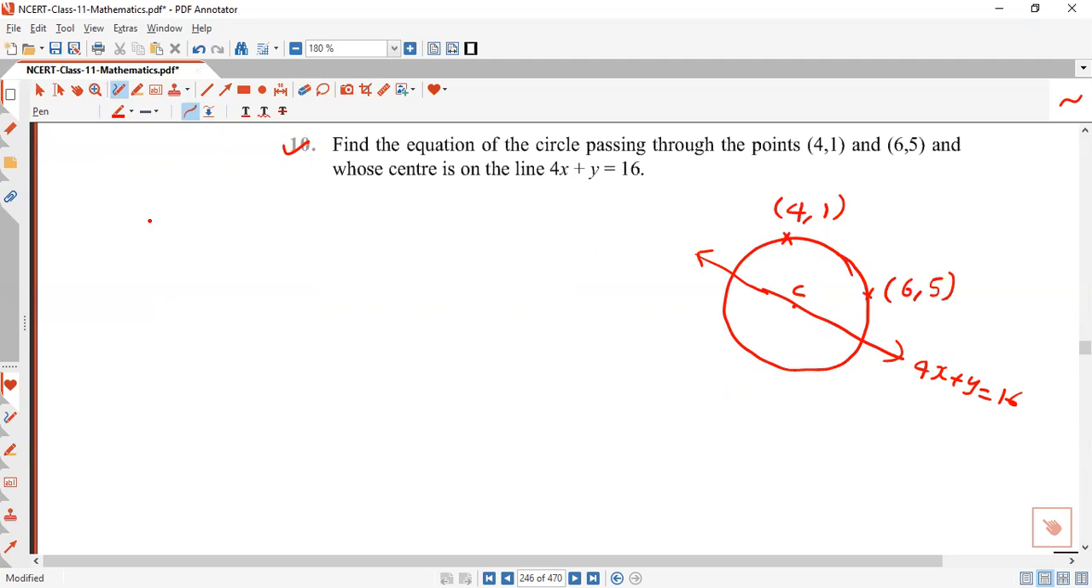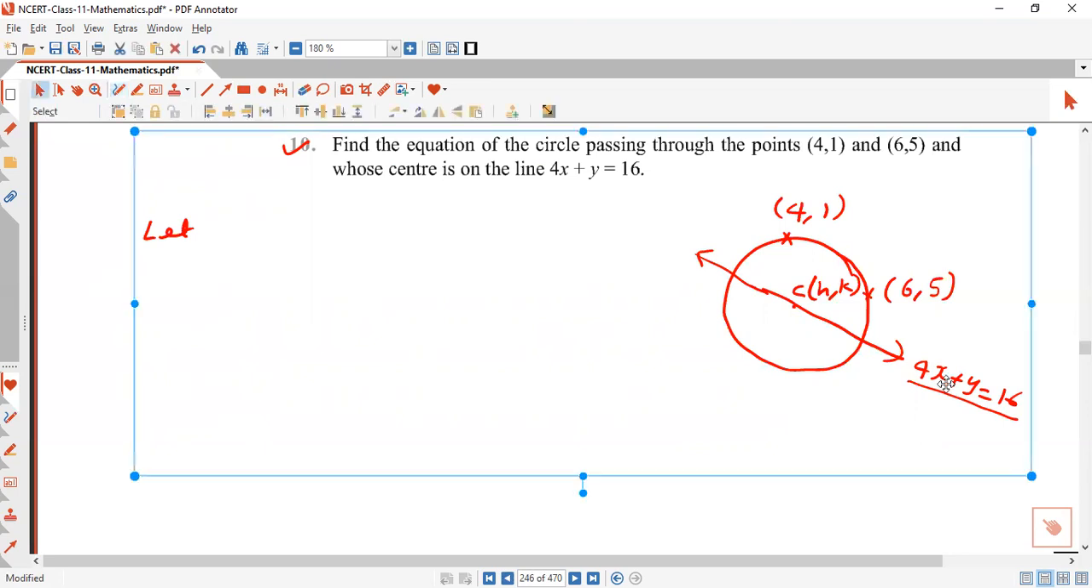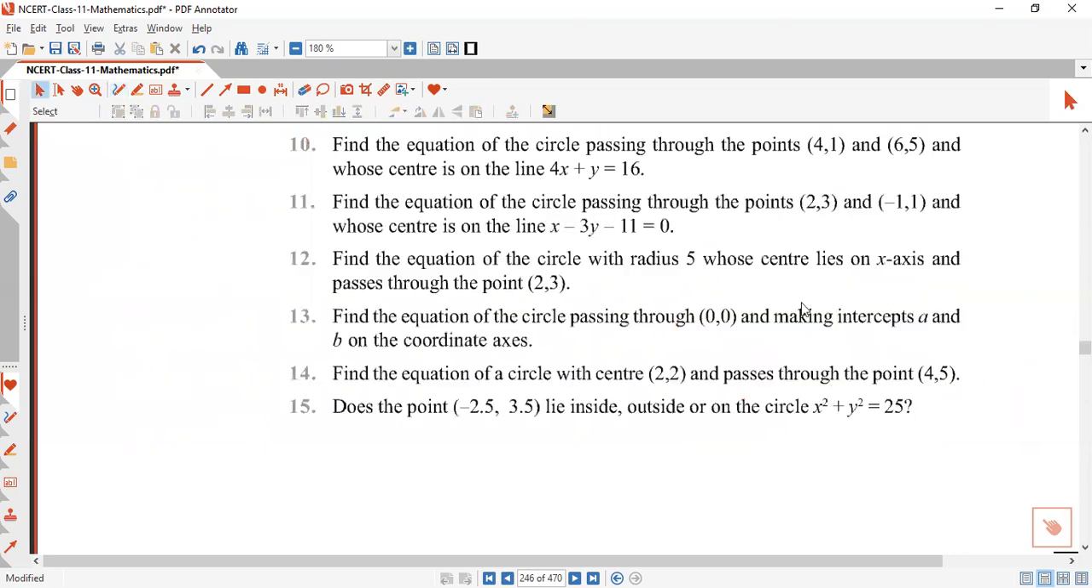What I'm saying is, let the center have a coordinate, let's say h comma k. So this coordinate will lie on this line. So if we put the value of h comma k, it will satisfy this equation. Basically, I just want to tell you what the theory, the concept, is.